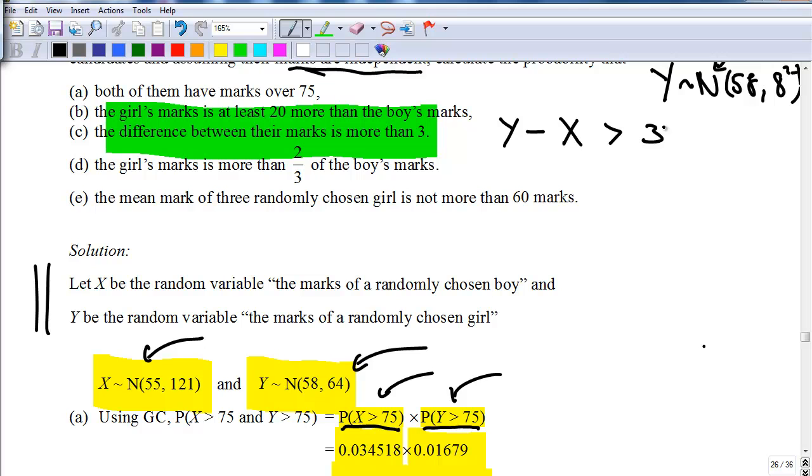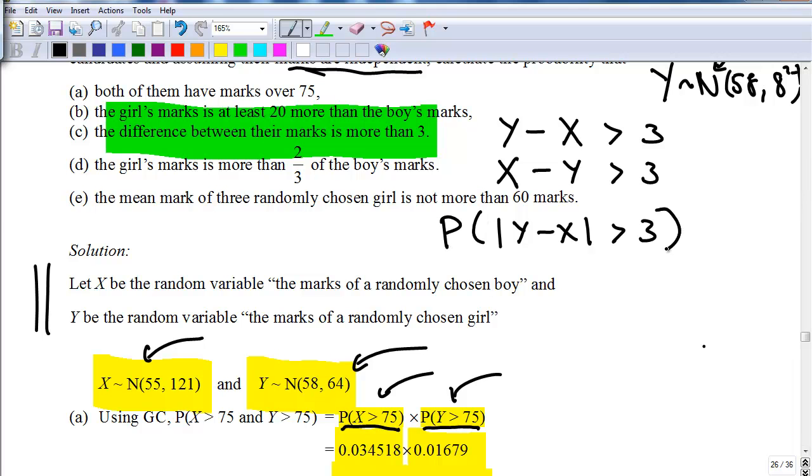Now this is half of the answer. The other half comes from the fact that the boy could have scored more than the girl. Alright? So you actually have two equations. Now sometimes we don't have to write two. One way to combine these two equations is to write |Y minus X| is bigger than 3. Okay? So in other words, what the question wants you to find is this probability.